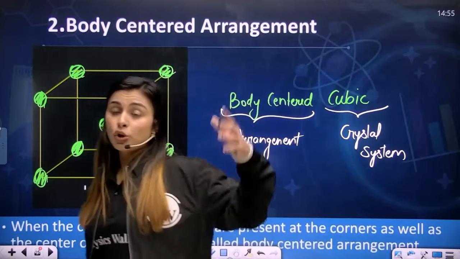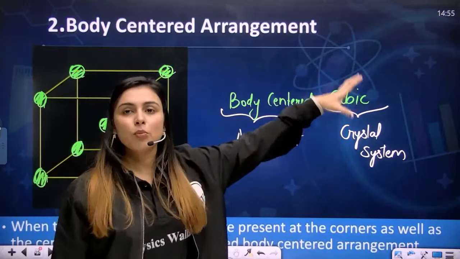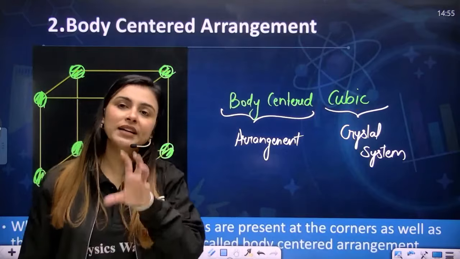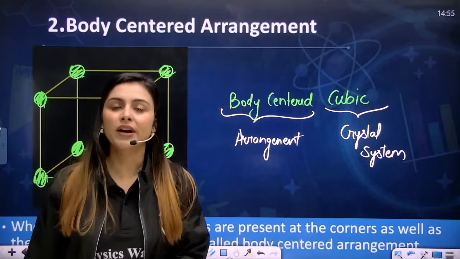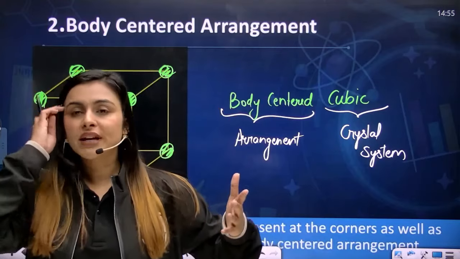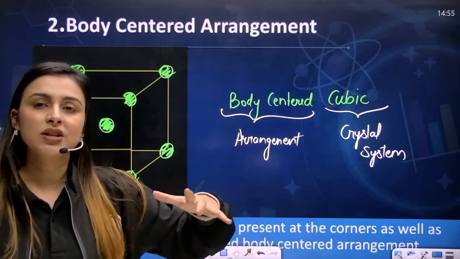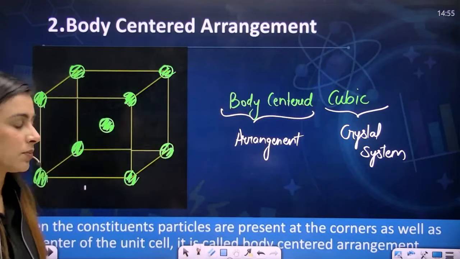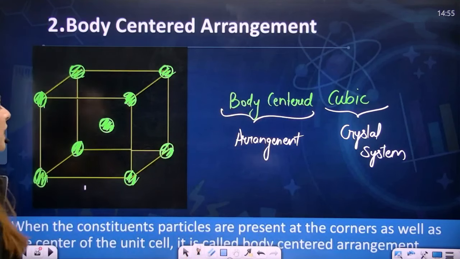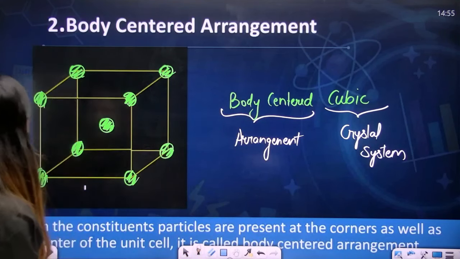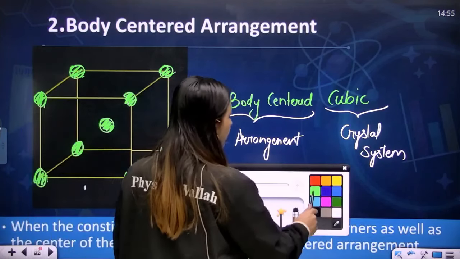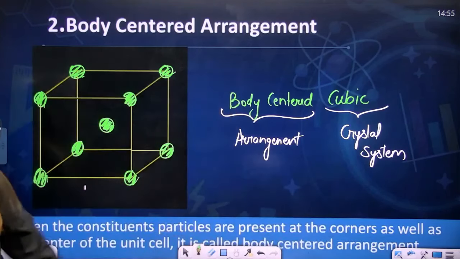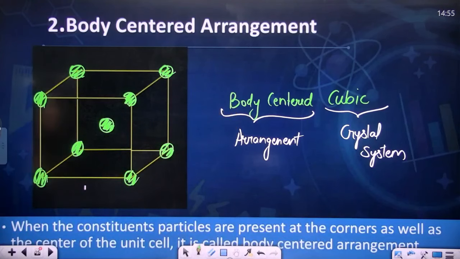You can write rhombohedral here as well. Then in rhombohedral, all the corners will be occupied and the center of that rhombohedral will be occupied, and you will say body-centered rhombohedral. So this is how you can use the different types of arrangements in the different crystal systems. When the constituent particles are present at the corners as well as the center of the unit cell, it is called the body-centered arrangement. I hope you're clear with this. Pause the video, you can write it, and then we'll move forward.